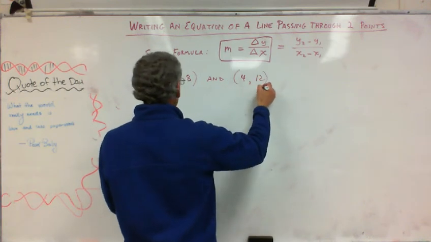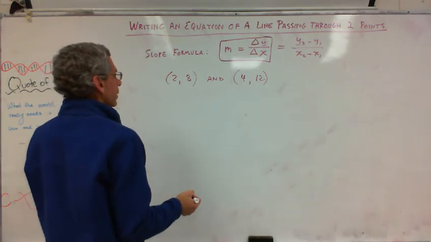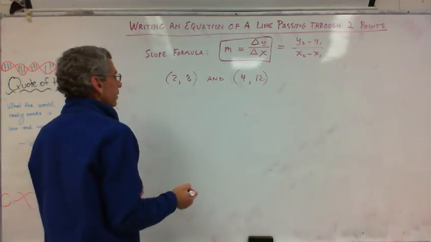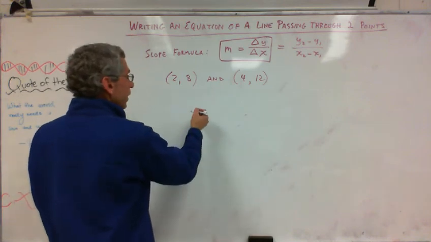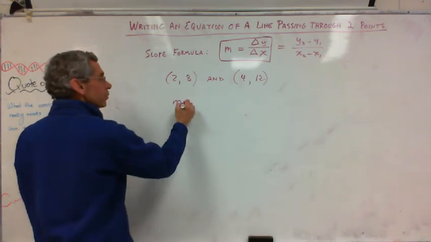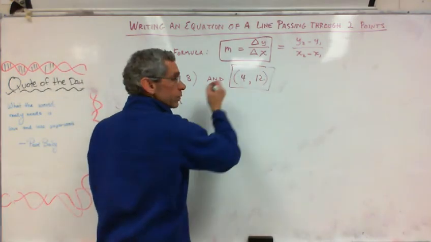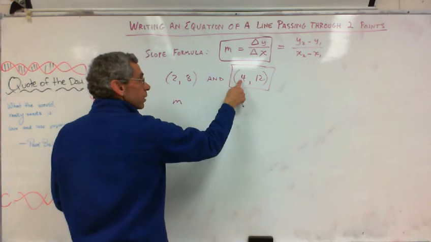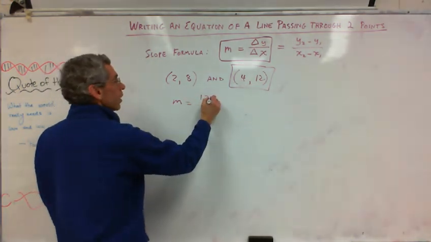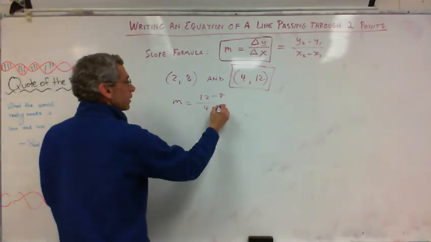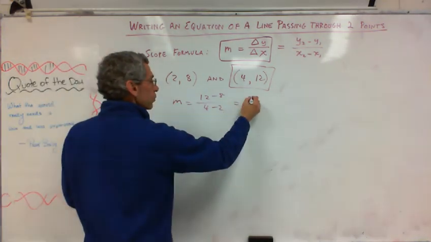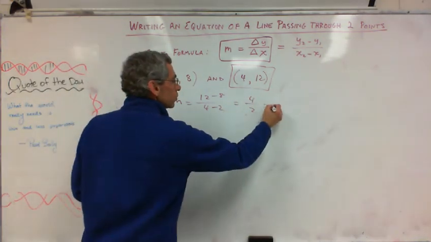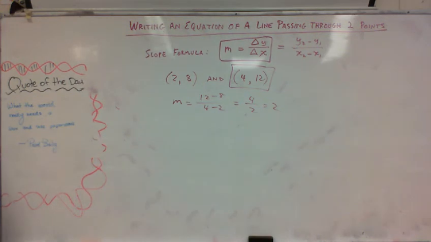Is that what I just did? No, you did 2, because you did (1, 4). Okay, all right. So good, that's right. So to find my slope, real quickly, I'm going to use this one. I put a box around that. It's equal to 12 minus 8 over 4 minus 2. Easy. So that equals 4 over 2, which is equal to 2, right?